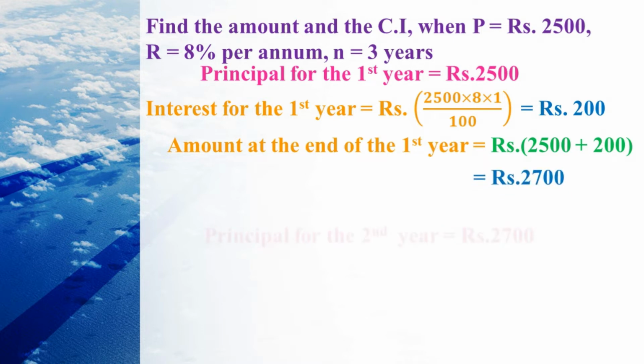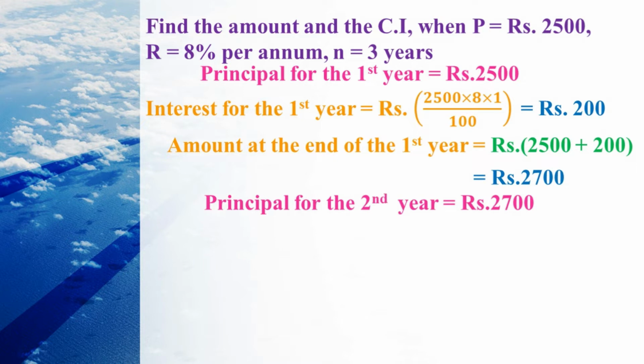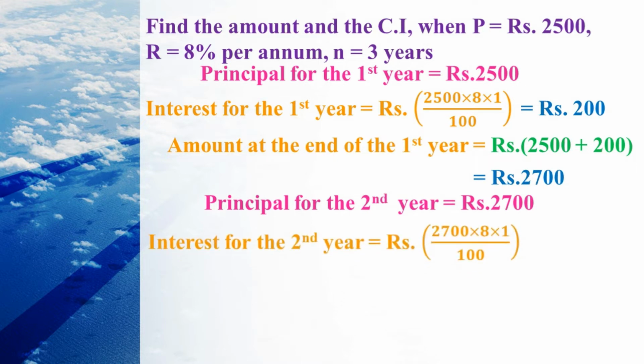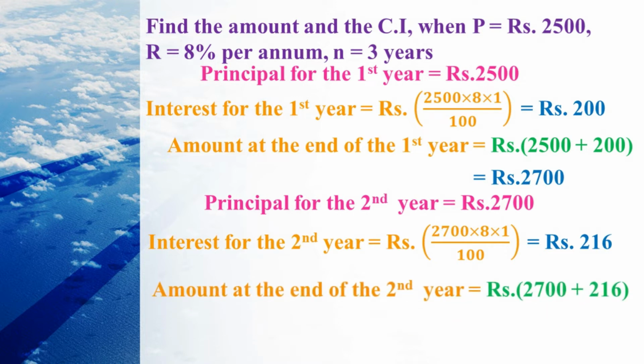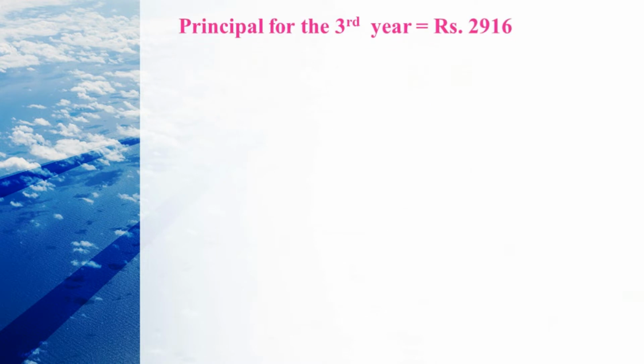This is the principal for the second year. Principal for the second year is rupees 2700. Interest for the second year is rupees 2700 into 8 into 1 by 100. Cancelling by the common factor, we will get rupees 216. Amount at the end of the second year is rupees 2700 plus 216. We will get rupees 2916.